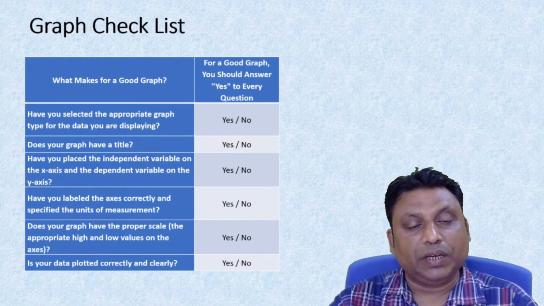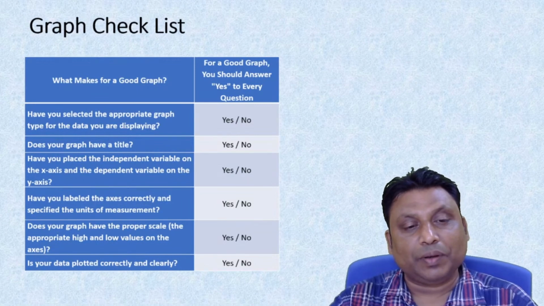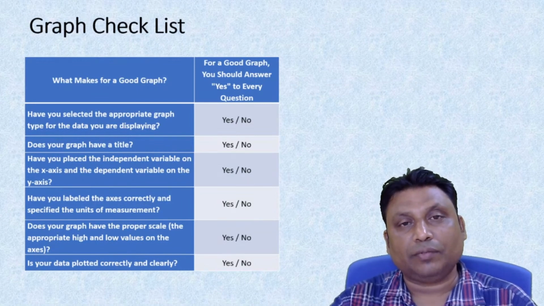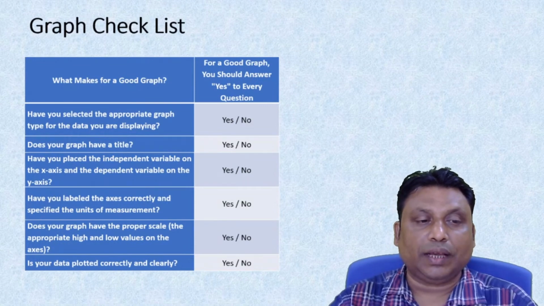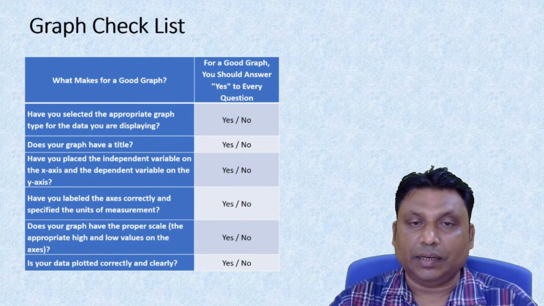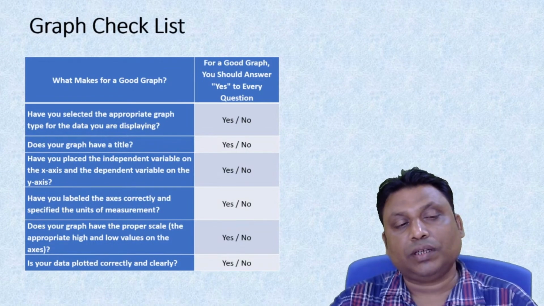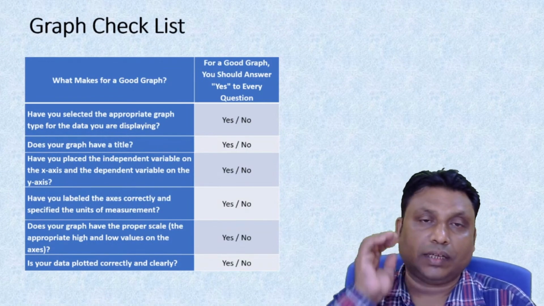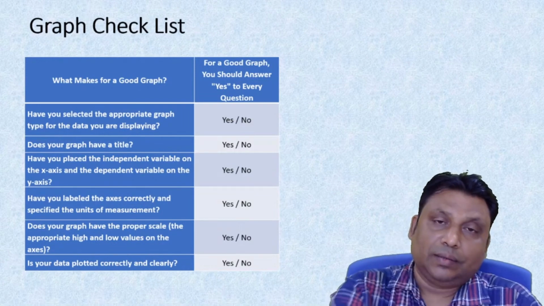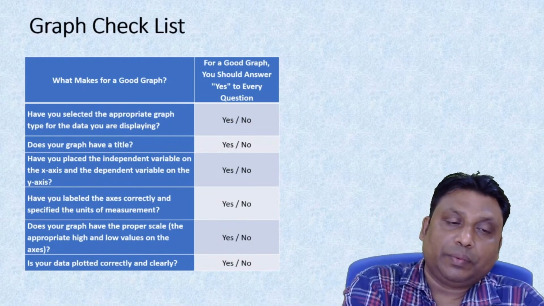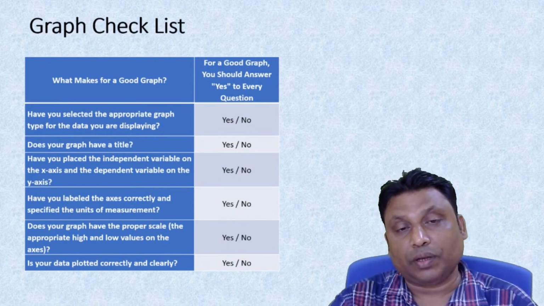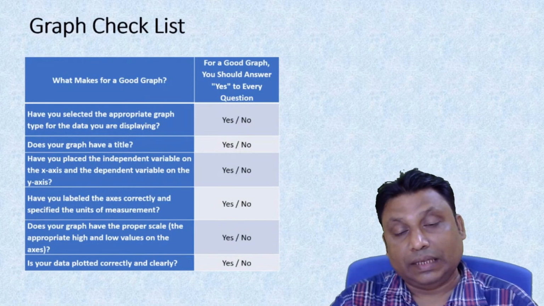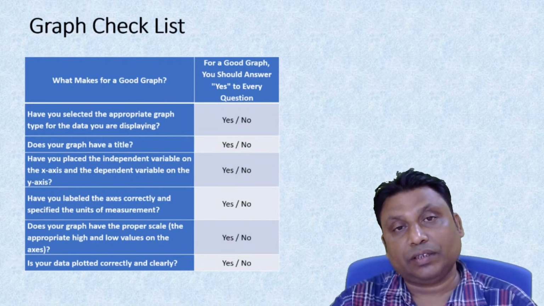Have you placed the independent variable on the x-axis and the dependent variable on the y-axis? When you prepare the graph, there are two axes: one is the y-axis, one is the x-axis. The x-axis is always the independent variable and the y-axis is always the dependent variable. This should be mandatory after you prepare the graph. If you are not mentioning this, we cannot understand what you have taken.